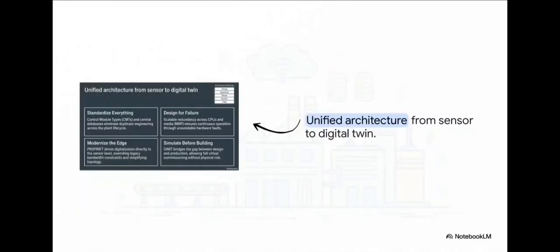And this is where it all comes perfectly together in a completely unified architecture. You standardize everything using those CMT blueprints to kill off duplicate engineering. You design for failure using redundant MRP networks that heal themselves in milliseconds. You modernize the edge by driving Profinet directly down to the field sensors. And finally, you simulate the whole shebang using a digital twin to bridge the gap between initial design and physical production. It truly is a masterpiece of modern engineering.